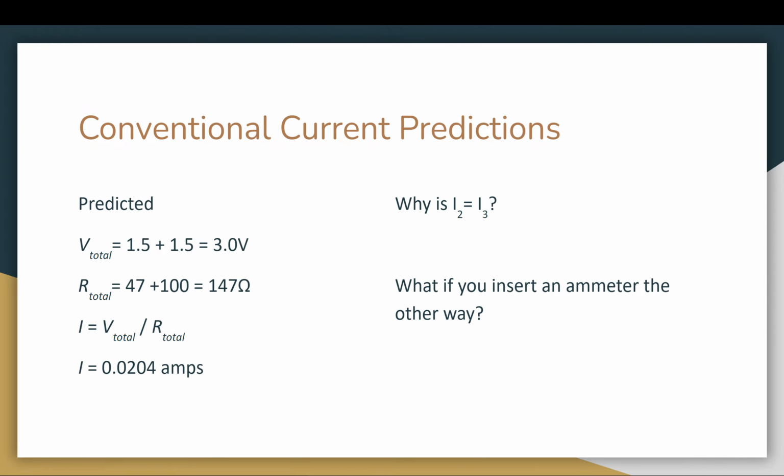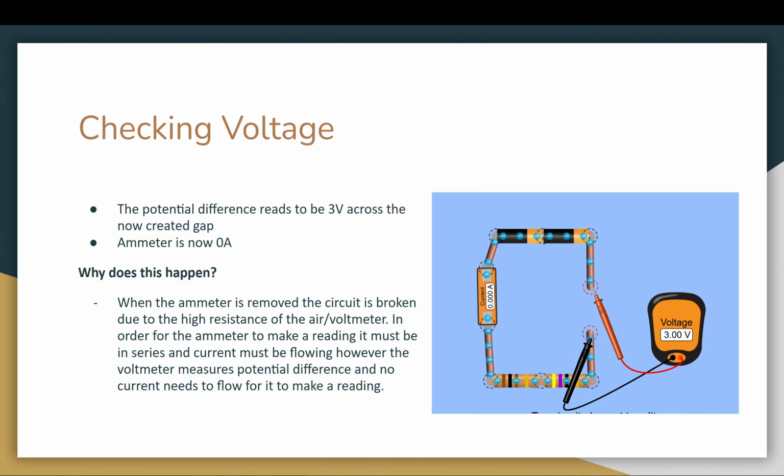So why are these the same? Why is I2 equal to I3? They're equal because when everything is in series, current is constant. If something was in parallel, there might be a different resistance somewhere along the circuit, but since everything is in series, it is the same, it's constant. And if you were to insert an emitter the other way, the current would likely be negative, as it was going at the negative node. However, the magnitude would stay the same.